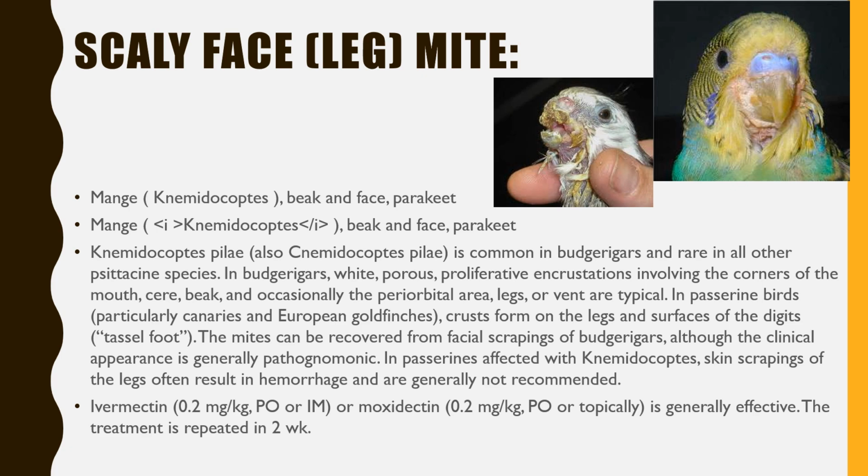One of the major diseases is scaly face or scaly leg mites. These are Knemidocoptes mites. They can affect the beak and face of the parakeet. Knemidocoptes pilae is common in budgerigars and rare in other psittacine species. In budgerigars, white porous proliferative incrustations involve the corners of the mouth, cere, beak, and occasionally the periorbital area, legs, or vent, which are typical places.